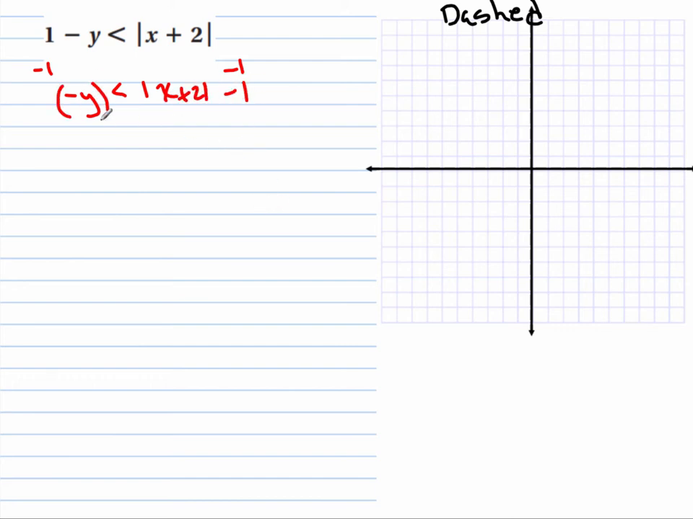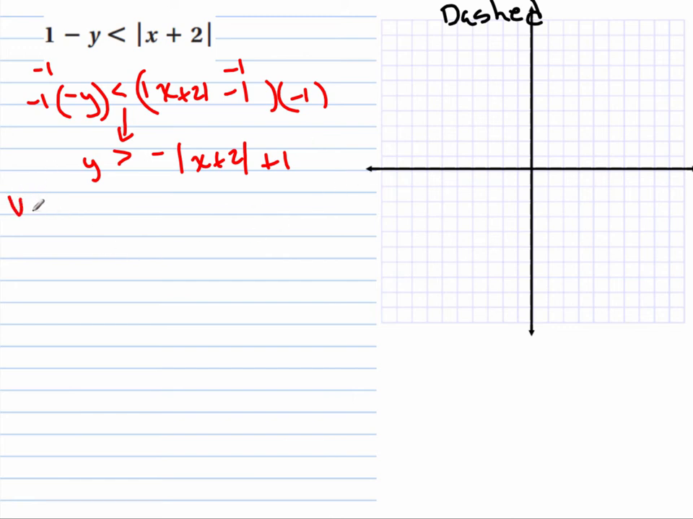Now I'm going to multiply both sides through by negative 1 to get a positive y. Got a lot of negative 1s there. What that means, remember, I have to switch my sign. So y is going to be greater than, when I distribute this negative sign, minus the absolute value of x plus 2, and then plus 1.